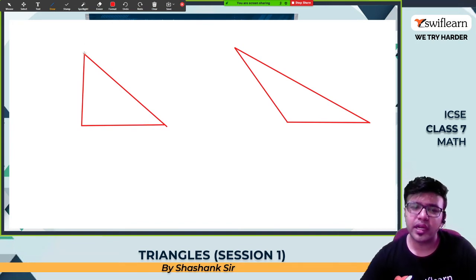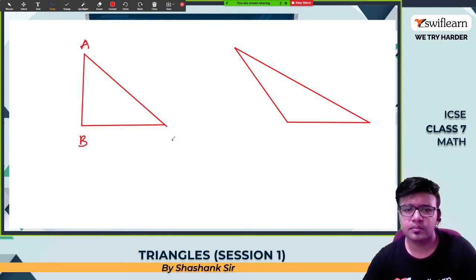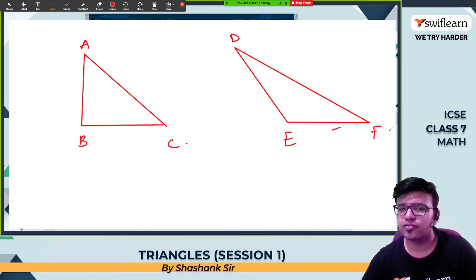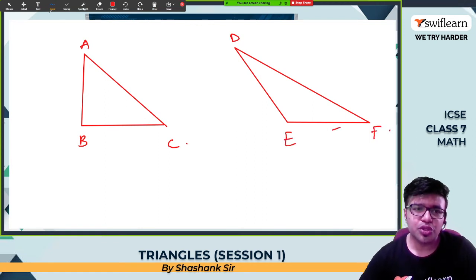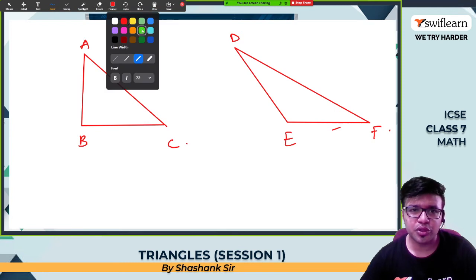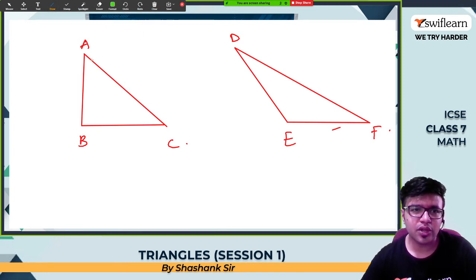Vertex. Let me name this triangle as ABC, and this is DEF. Now draw a line. I'm going to choose a different color so that you will understand. Draw a line passing through the vertex and the opposite side. To the opposite side it should be perpendicular.